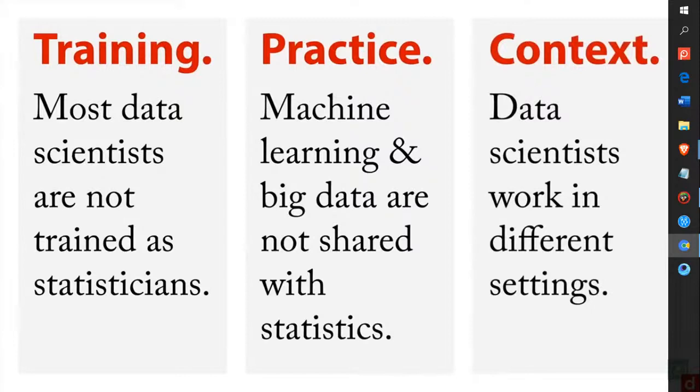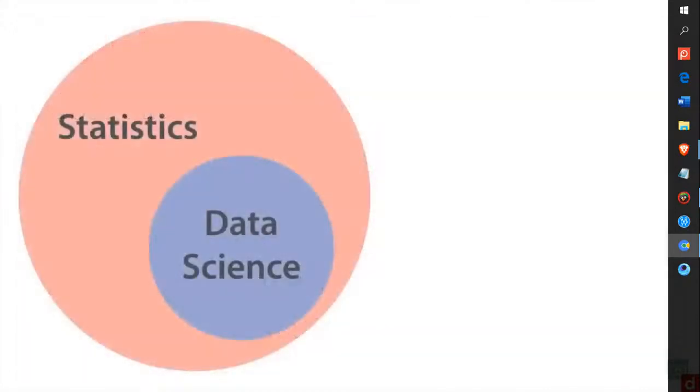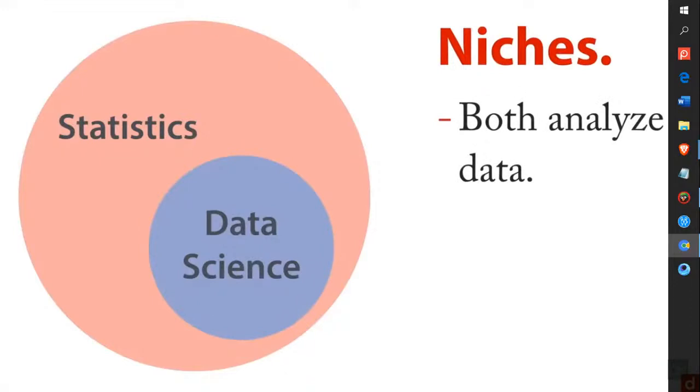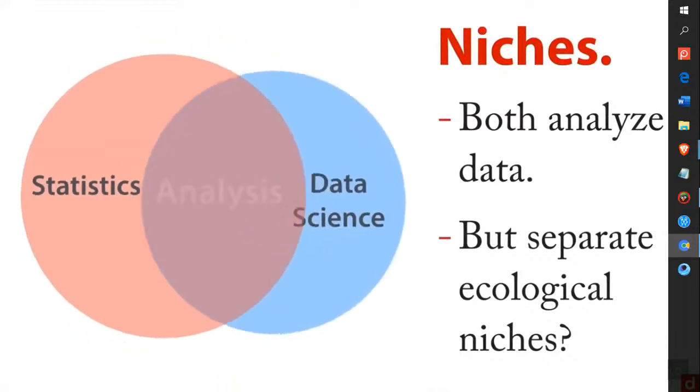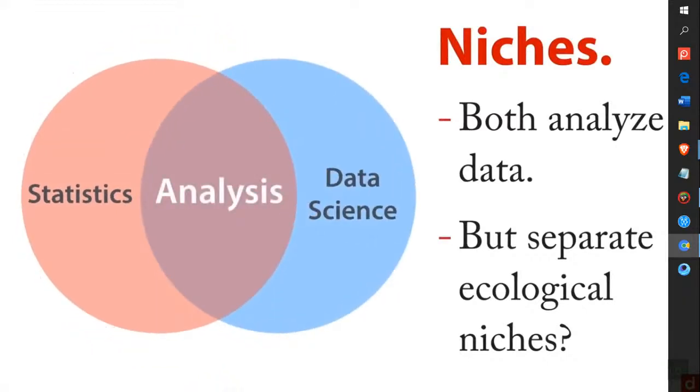Specifically, data scientists very often work in commercial settings where they're trying to get recommendation engines or ways of developing a product that will make them money. So maybe instead of having data science as a subset of statistics, we can think of it more as these two fields having different niches. They both analyze data, but they do different things in different ways. So maybe it's fair to say they overlap. They both have analysis of data in common, but otherwise they are ecologically distinct.